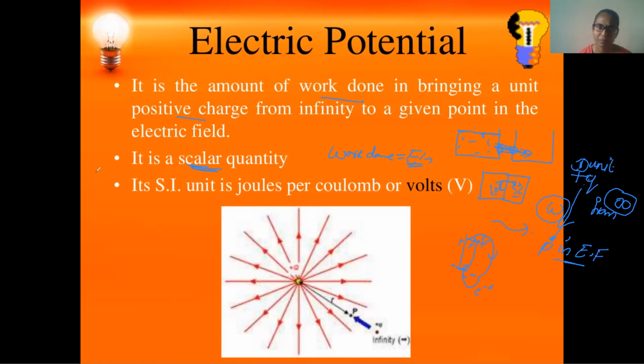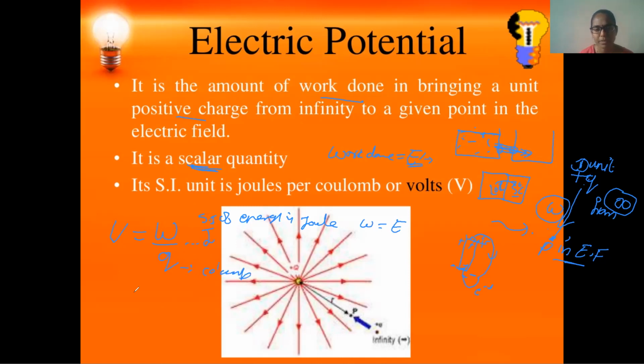So for electric potential, we can take V as given by the amount of work done in bringing a unit positive charge. So we write W by Q, where W is the work done and Q is the unit positive charge. We know work done can be written as energy. The SI unit of energy is what, children? The SI unit of energy is joules. Similarly, the SI unit of work done is nothing but energy only. And the SI unit of charge is coulomb.